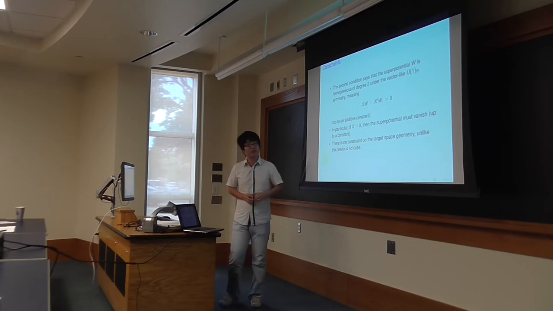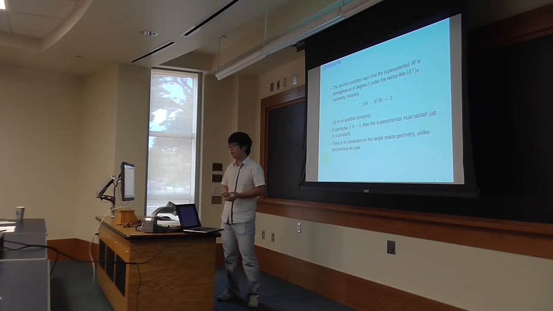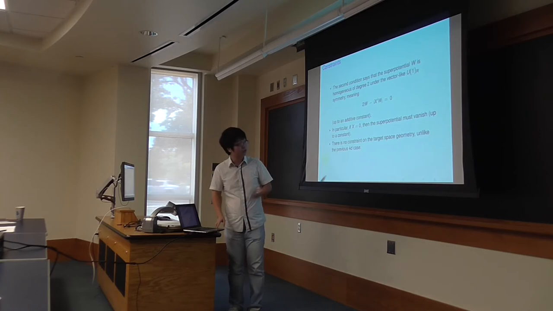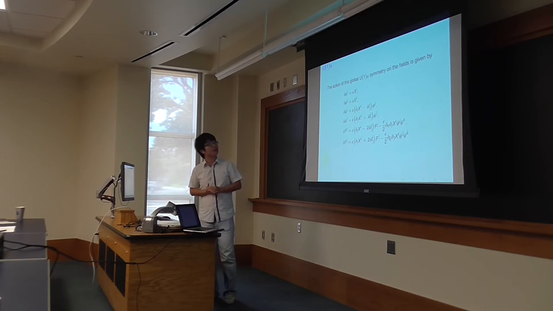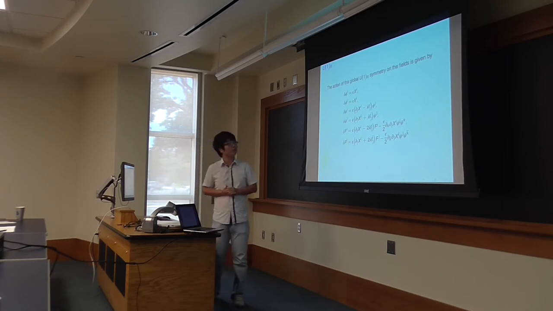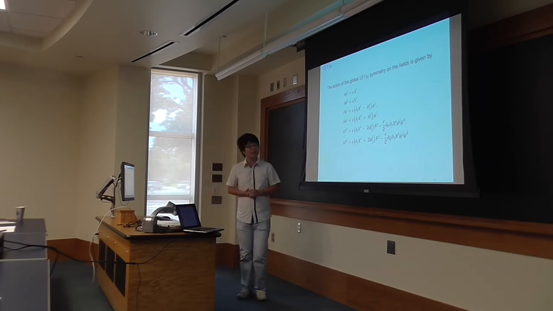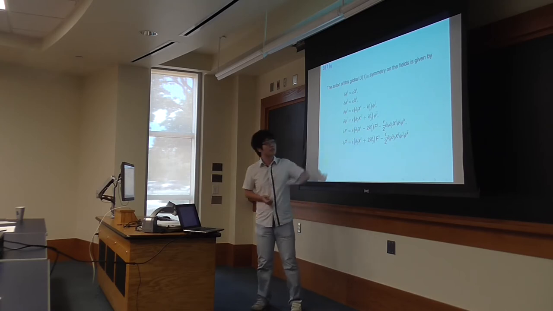And other than these two natural constraints, there's no further constraint on the target space geometry, which is very different from the 4D case. We saw a lot of constraints from the 4D construction before, but here it's very simple and natural. And here, for completeness, I also included the explicit form of the U1R transformation on the target space. And surprisingly, there are no curvature-dependent terms in this transformation.